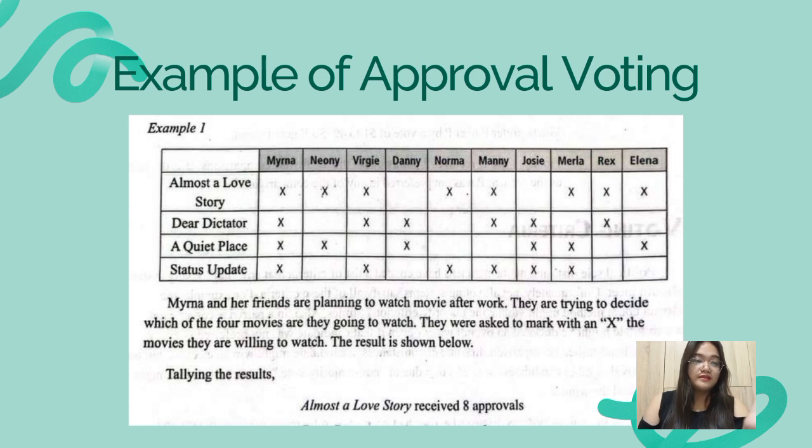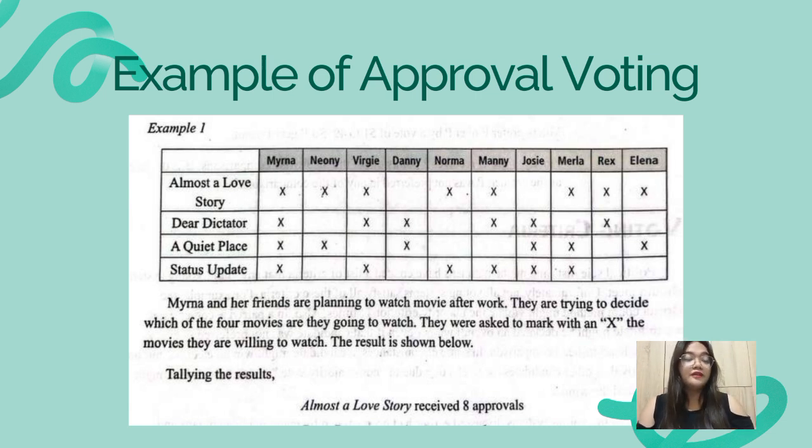Next is A Quiet Place. Myrna and Leonie, approve. Virgie, disapprove. Dani, approve. Norma and Manny, disapprove. Josie and Merla, approve. Rex, disapprove. Elena, approve. So, there are a total of 6 votes over 10 sa Quiet Place.